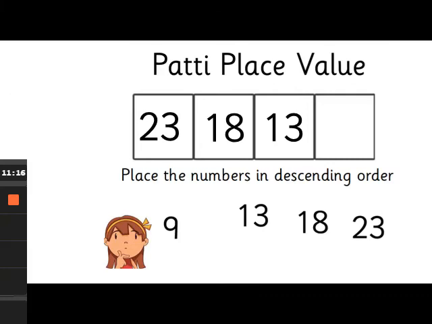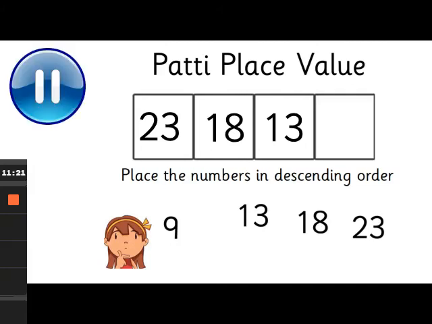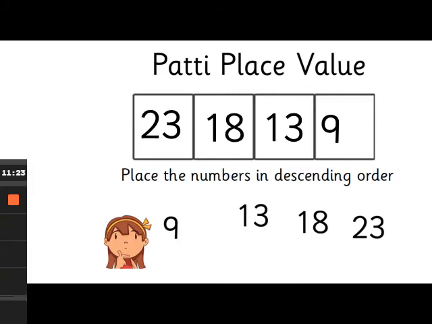Work out what the last number is going to be now. Pause the video and write down the last number. Yes, well done, it's 9. 9 is our smallest number because it's got no tens. Well done for working those out. Our numbers are going in descending order. You can pause the video and you can read the numbers to yourselves.